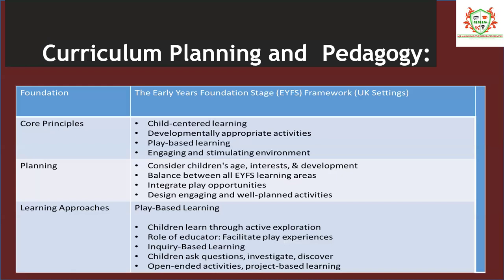But we want to do the right thing. So if we want to do the right thing, whatsoever we do must center around their interests, what motivates them to learn, everything that concerns the child. The next one is developmentally appropriate activities. Activities that develop them appropriately, in the right way. You bring in things that you know will develop them. Play-based learning.